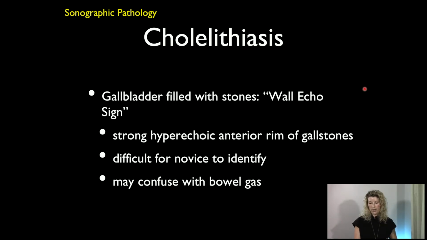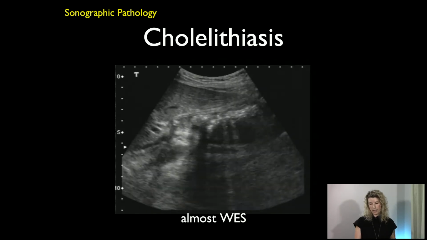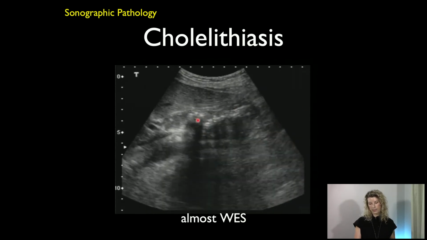Okay. So there is a certain instance when somebody has so many gallstones all stuck in the gallbladder that they have almost complete obliteration of the actual cystic structure inside, and so it's all just echo filled with stones, and we call it the wall echo sign. And it looks like this.